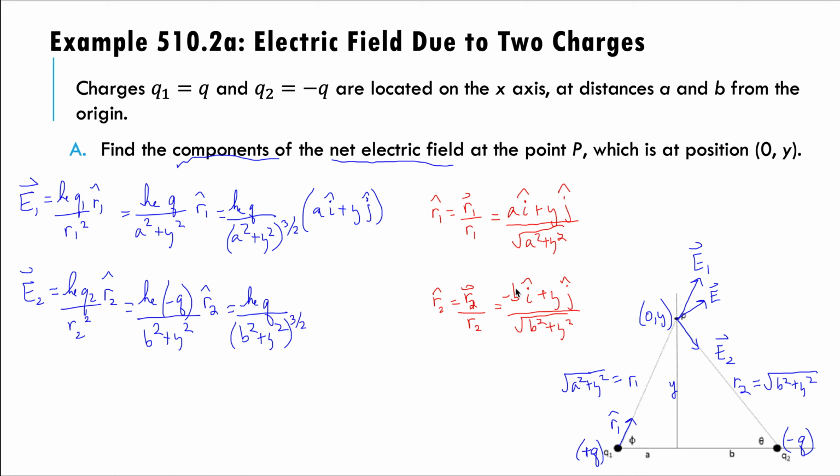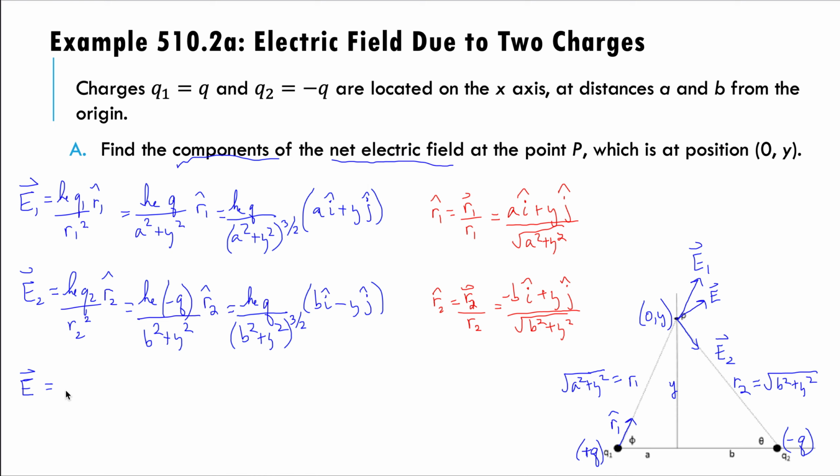And then in the numerator, since I'm distributing the negative that was here, it's going to be b in the i direction minus y in the j direction. We're almost done. Now we need to find the net field, vector E. And we know that to do that, we have to sum up all the x components separately and then sum up the y components. So let's go ahead and sum up the x components.